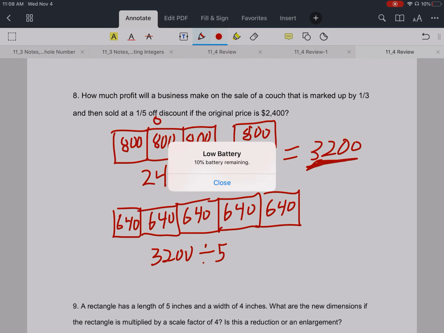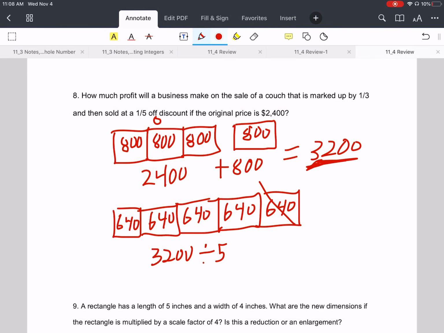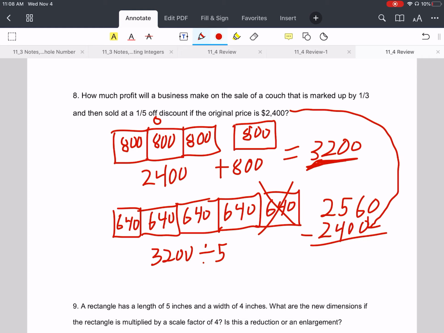Is a 1/5 off discount, so we are crossing out a box. We have 4 boxes left times $640, which equals $2,560. So our original price is $2,400, which means that the business will make a profit of $160.